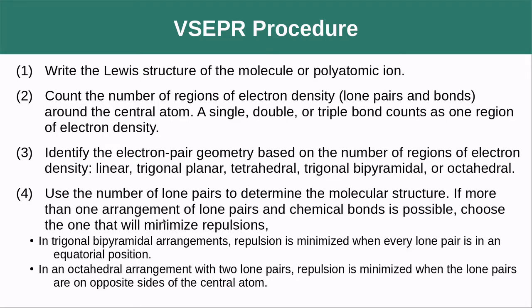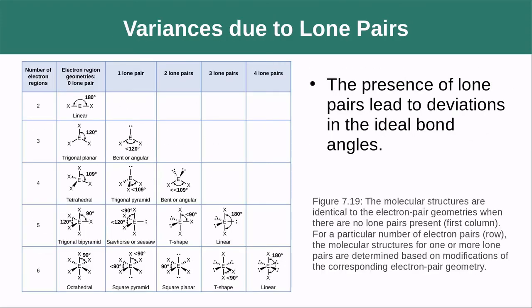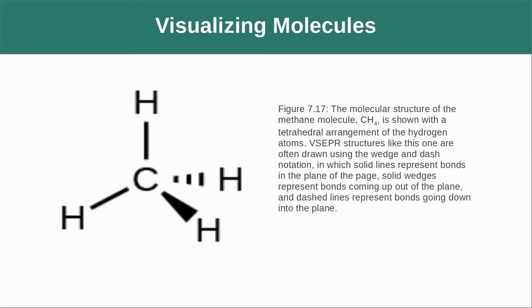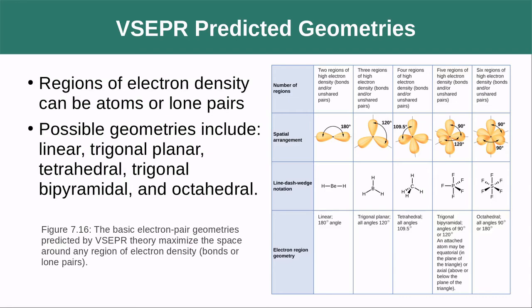The VSEPR procedure. The first thing we're going to do is write out the Lewis structure of a molecular or polyatomic ion. Second, we're going to count the numbers of electron density, the lone pairs and bonds around the central atom. A single, double, or triple bond counts as one region of electron density in this case. Third, we're going to identify the electron pair geometry based on the number of regions of electron density. And you're going to do that by going back to this table in conjunction with this table here.